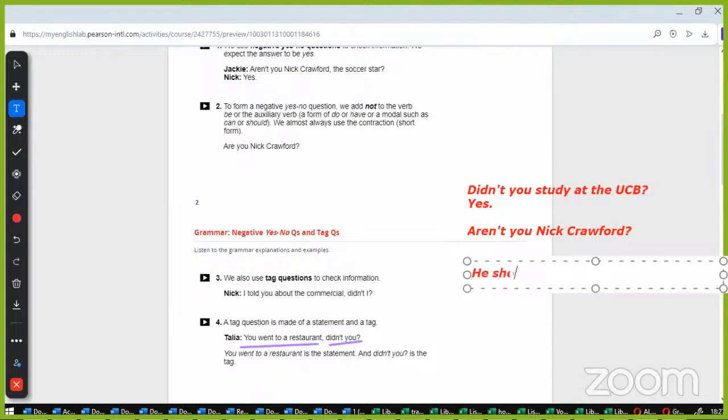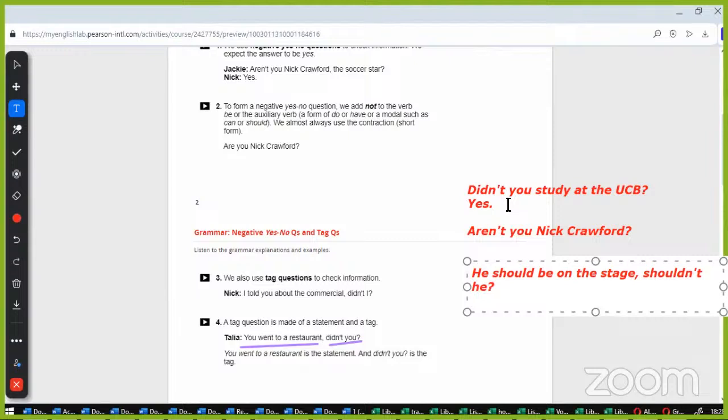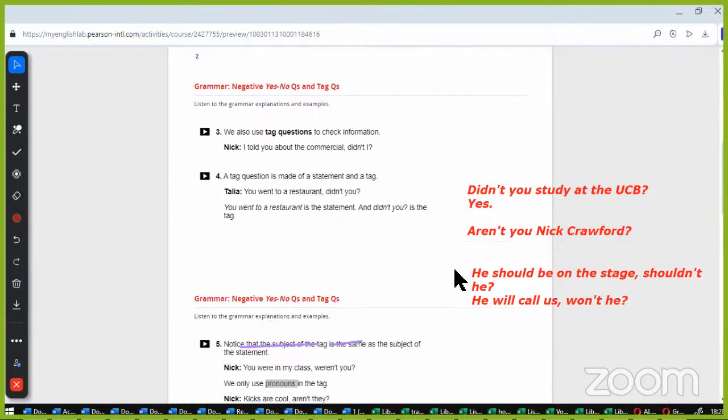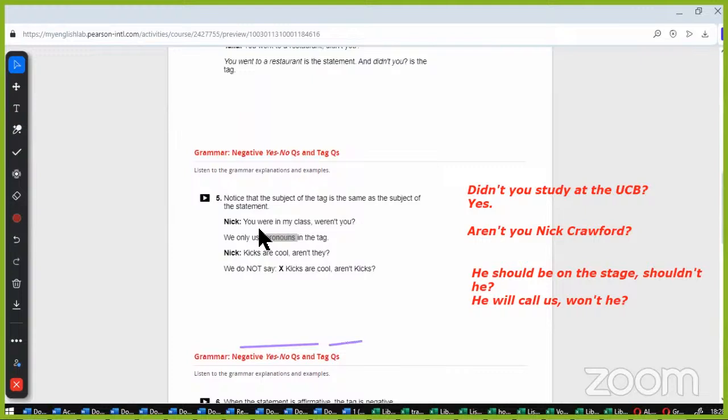He should be on the stage, shouldn't he? He will call us, won't he? Again, we're using the modal or auxiliary verb or verb be in negative form, and then the pronoun. The subject of the tag is the same as the subject of the statement, but we also only use pronouns in the tag.